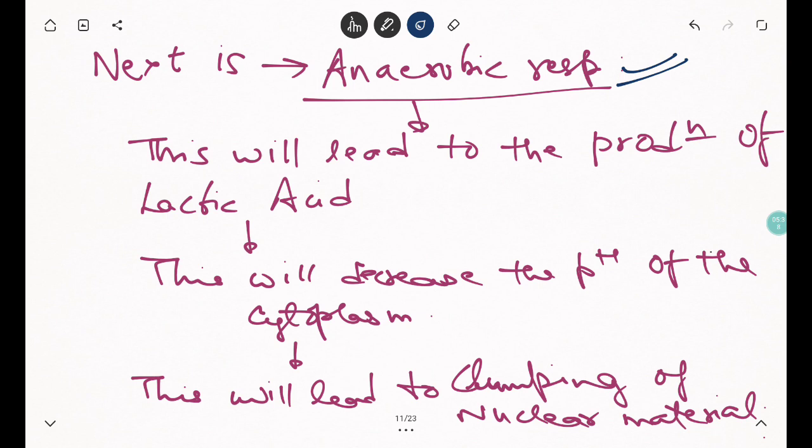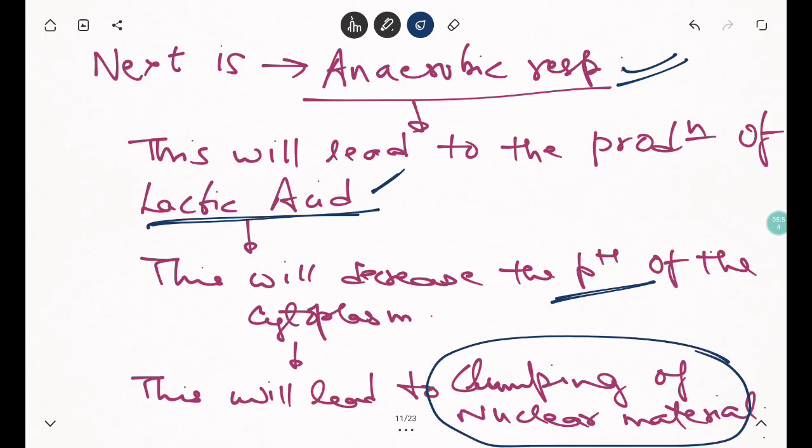This anaerobic respiration will lead to the production of lactic acid. We know that when anaerobic respiration, anaerobic fermentation takes place, lactic acid is produced. So in this case, lactic acid is produced, and this will lead to a decrease of pH of the cytoplasm. When the pH of the cytoplasm decreases, this will lead to the clumping of nuclear material. So this is another harmful effect.